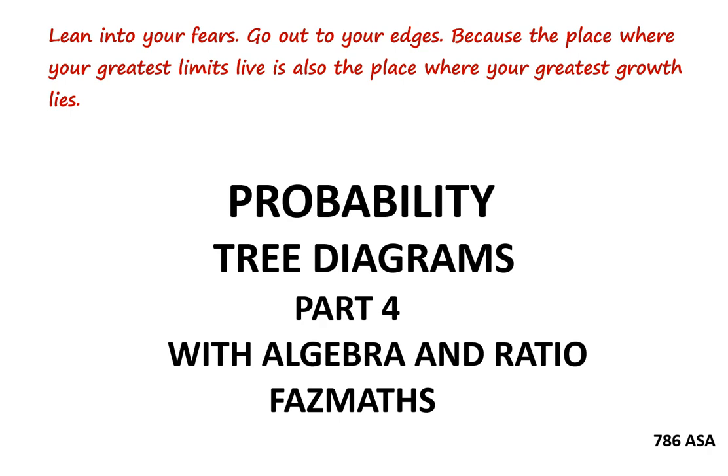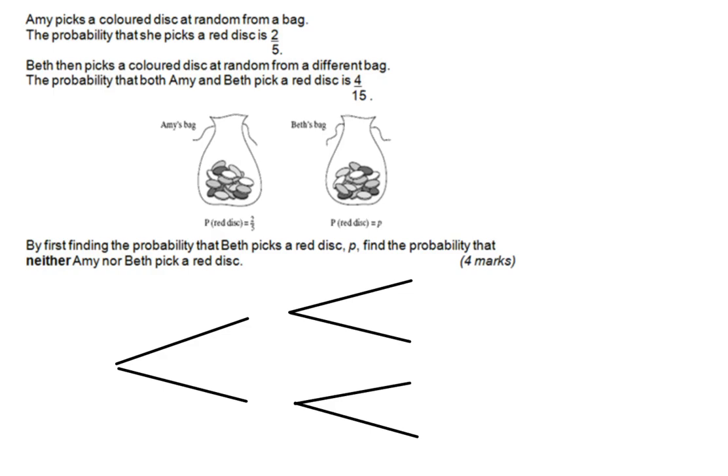Okay, let's do these questions. Amy picks a colored disc at random from a bag. The probability she picks a red disc is 2/5. So the probability of not red is 3/5. This time I'm just preparing as I read it, so everything doesn't feel overwhelming. Beth then picks a colored disc at random from a different bag. So she's picking one from here, and the probability of picking a red disc from here is P.